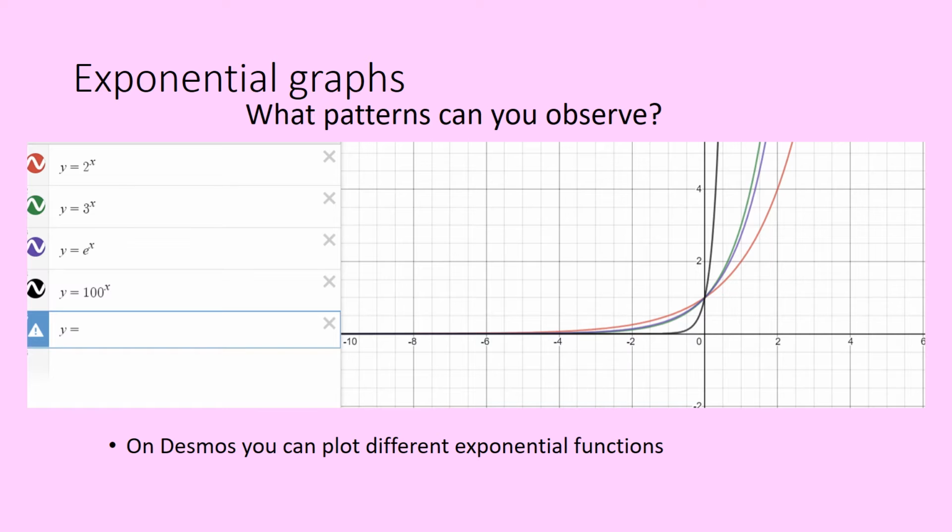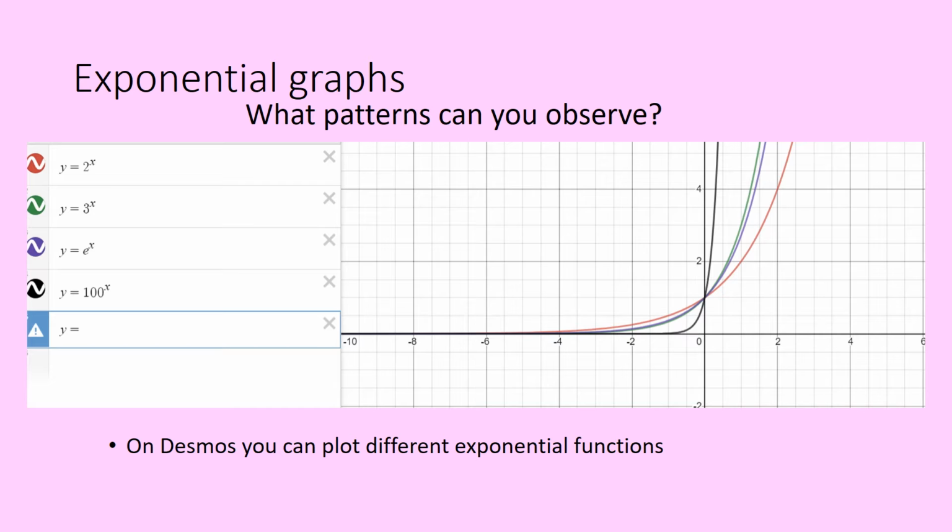Exponential graphs. I'd like you to have a look at these graphs and think about what patterns you can observe. If you have access to the internet, then on Desmos you can plot different exponential functions. Here I've plotted y equals 2 to the x in red, y equals 3 to the x in green, y equals e to the x in blue, and y equals 100 to the x in black. Can you spot that they all cross the y-axis at the same point, x equals 0 and y equals 1?